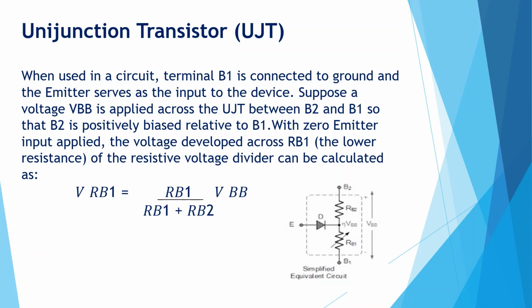It is seen that only terminals E and B1 are active terminals, while B2 is used to bias the terminals externally. It means only for applying external voltage across the UJT. Generally, a UJT is triggered into conduction by applying a suitable positive pulse at its emitter. It can be brought back to the off state by applying a negative pulse.